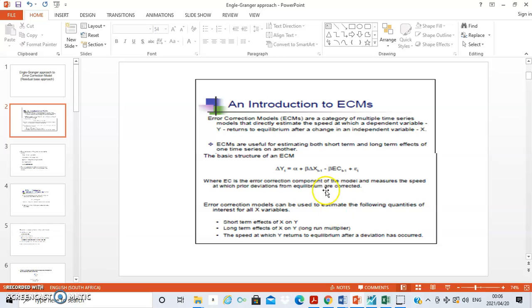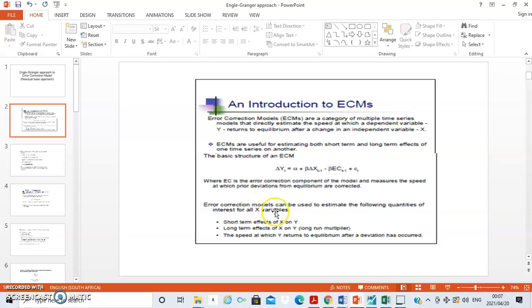The basic structure of the error correction model is given such that change in y is equal to alpha plus beta change in x at t minus 1. You can note here that this is the past value of x, this is the current value of y, obviously minus beta EC, which is the error correction term, which tells us the speed of adjustment, which is also lagged by 1 period. And you can also see that this should carry a negative sign. All right.